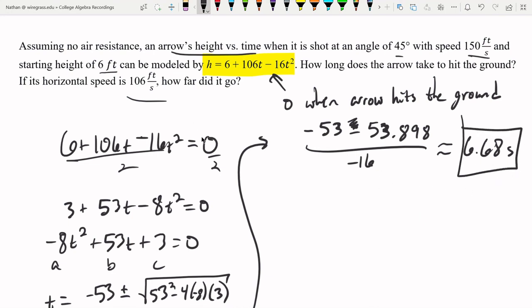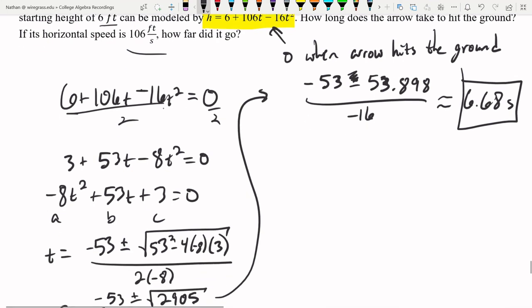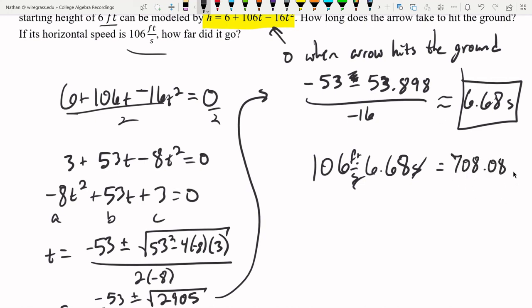And if it's in the air for that long, that means it's traveling horizontally with this speed, 106 feet per second. So its actual horizontal distance that it travels is going to be the speed that it goes times the time that it does that speed. Right? This is going to be feet per second times seconds. The seconds cancel. And we get 106 times 6.68. It travels 708.08 feet. Quite a far distance.